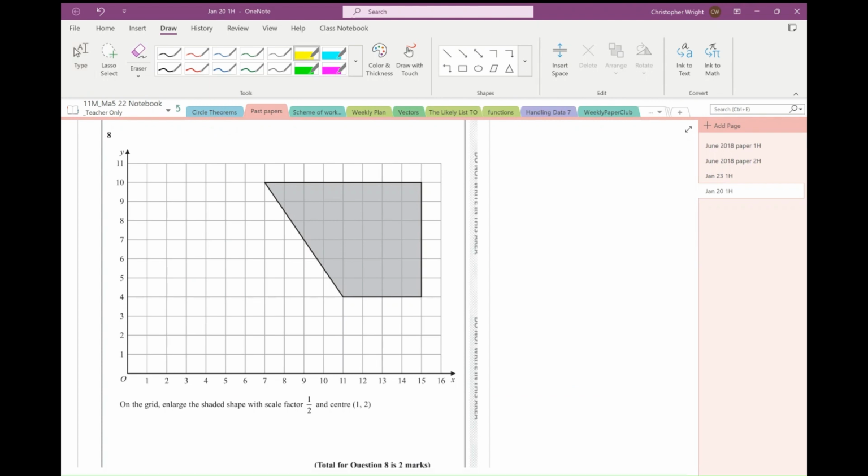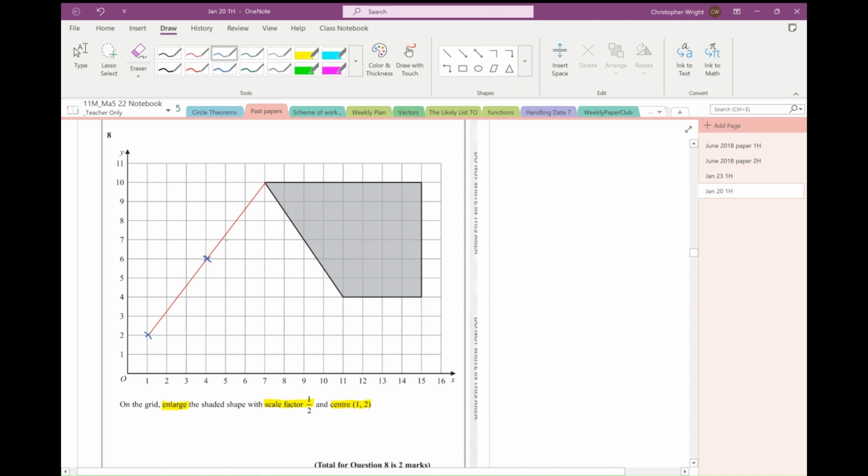Okay, question 8. On the grid, enlarge the shaded shape with a scale factor of 1/2 and centre 1, 2. So the centre of enlargement is here at 1, 2, and I have to enlarge this the scale factor of 1/2. Let's find where this point would go. First of all, to get to that point, it is about 1 to 7, so it's 6 along and 8 up, isn't it? Well, halfway is going to be here, 3 along and 4 up.